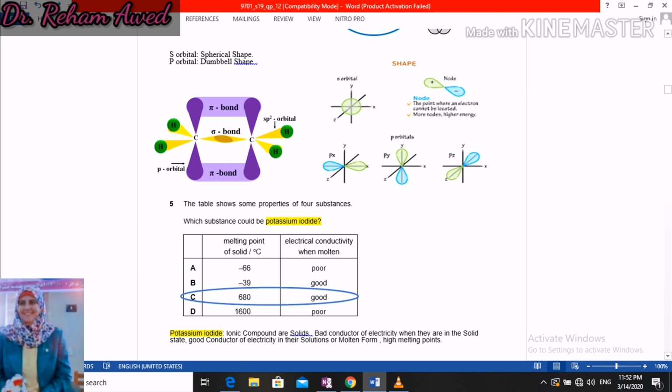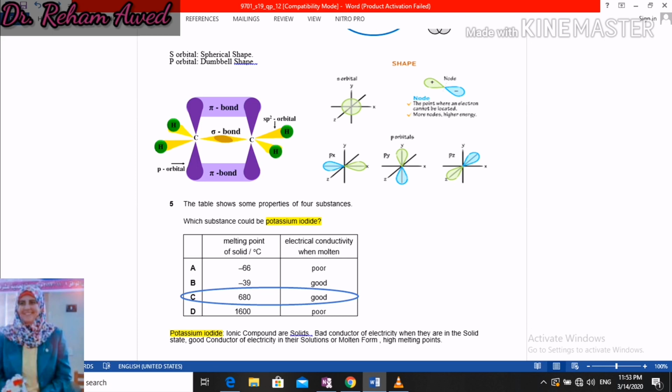Okay, next one. The table shows some properties of 4 substances. Which substance could be potassium iodide? At first, potassium iodide is an ionic compound. Potassium iodide consists of a metal. Potassium is one of the alkali metals and iodine is one of the halogens. So we have interaction between one of the alkali metals and a non-metal. Attraction between metal and non-metal will form an ionic bond.